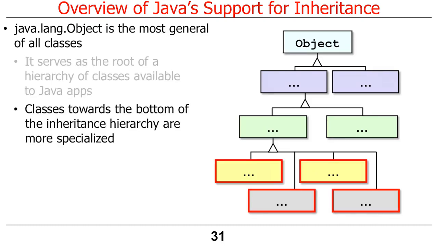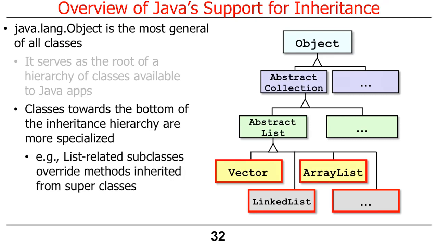Classes toward the bottom of this inheritance hierarchy provide more specialized behavior by overriding methods that are defined above them in the hierarchy. For example, the Vector, ArrayList, and LinkedList subclasses in the java.util package implement their particular semantics by overriding certain methods defined by list-related superclasses higher up in the Java Collections framework hierarchy.